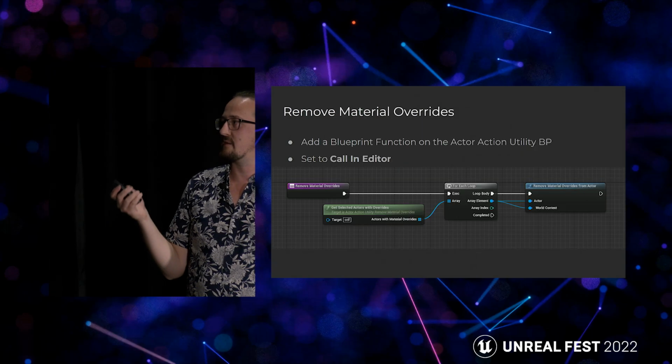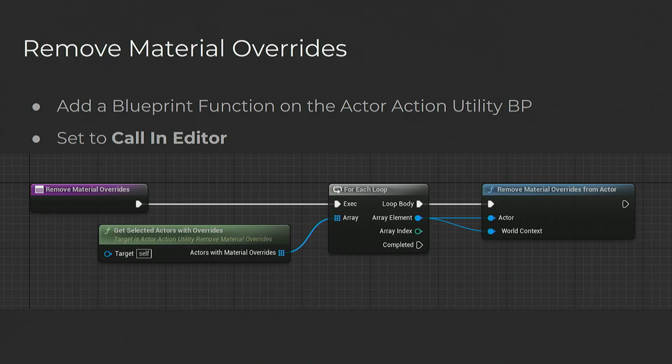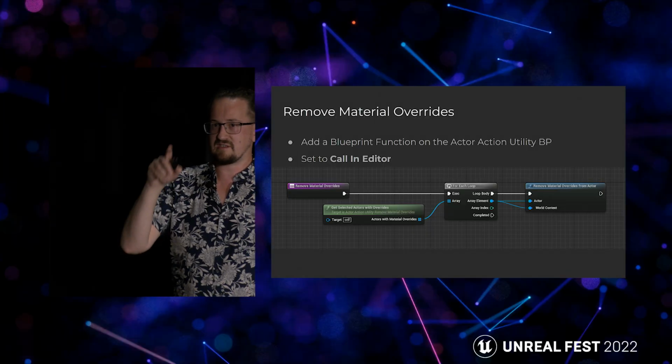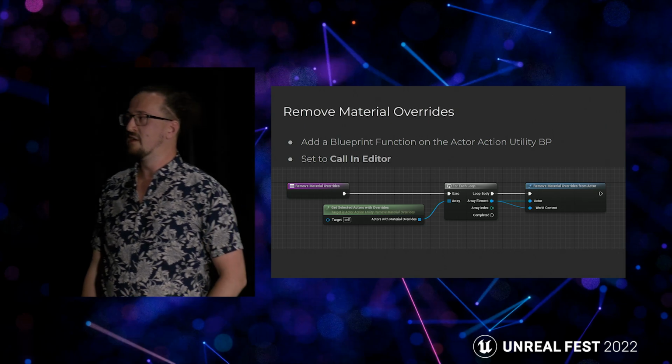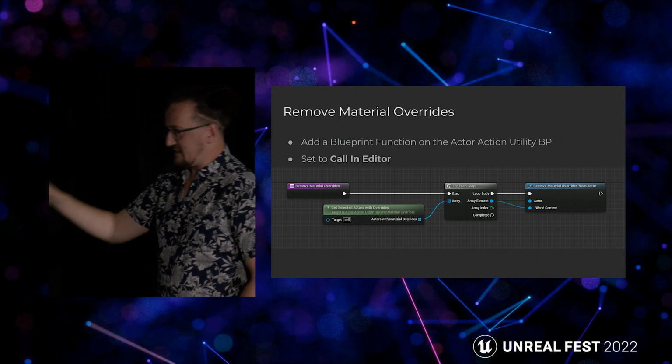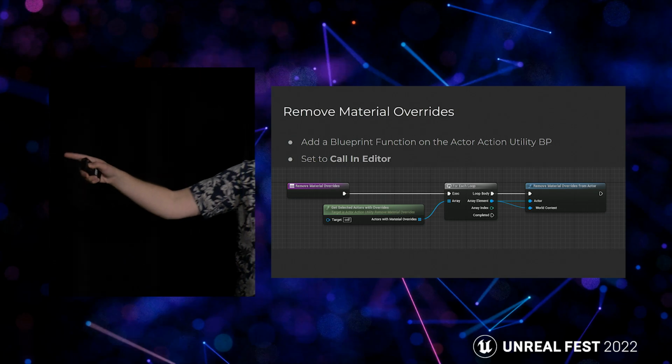So here's a simple example where I want to just remove material overrides from the actors I've got in the scene. Let's say someone has been overriding materials. I don't want that. This looks super simple, right? I've just added a blueprint function called remove material overrides on the blueprint I just created, and I just mark that function as call in editor. And as soon as I do that, that means it will get picked up by Unreal and shown in the right-click context menu.